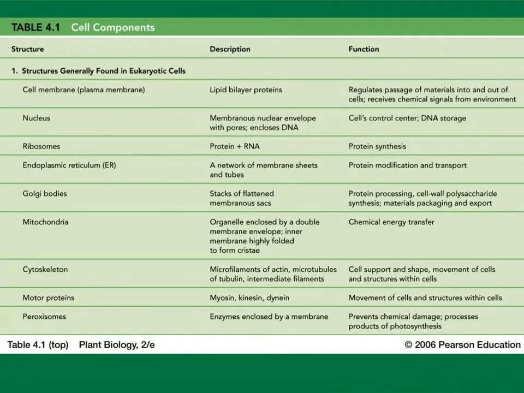Okay, so the next two slides are just a table that gives you some of these different structures. Some are found in all types of cells, others are found in both animals and plants, and others are found only in plants. So it gives you the structure, the description, and then the function. I just thought that this would be a useful way of very quickly organizing the information as you're looking through it and studying for your test.